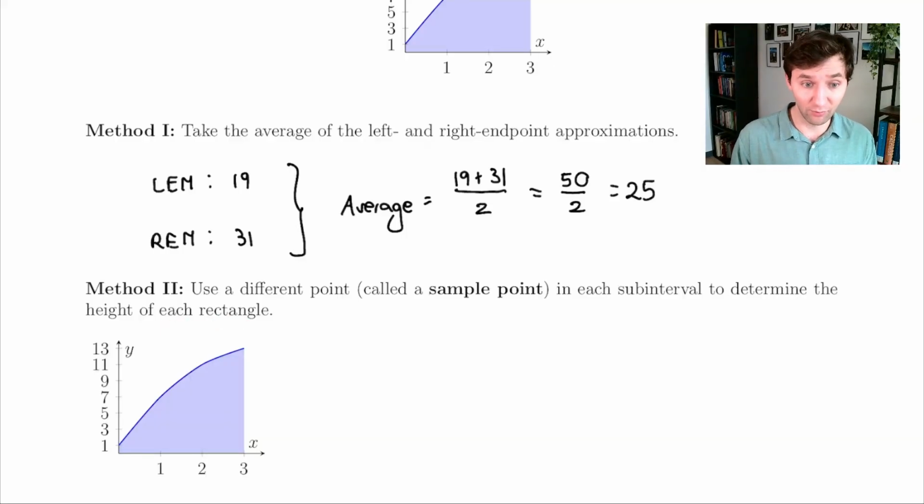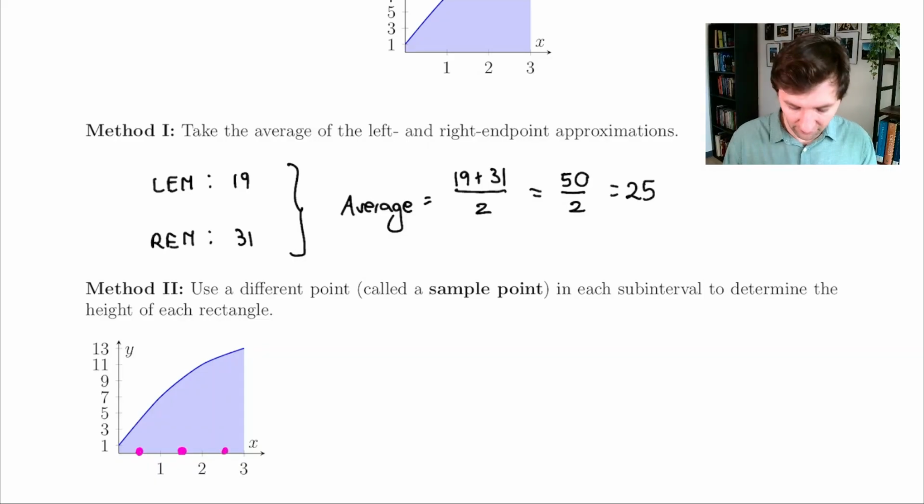In the left-endpoint method, we use the left endpoint. In the right-endpoint method, we use the right endpoint. But I can use any point I wish in the subinterval from 0 to 1 to determine the height of my approximating rectangle. For example, let us use the midpoint and see what we get. The midpoint is here, and here, and here.